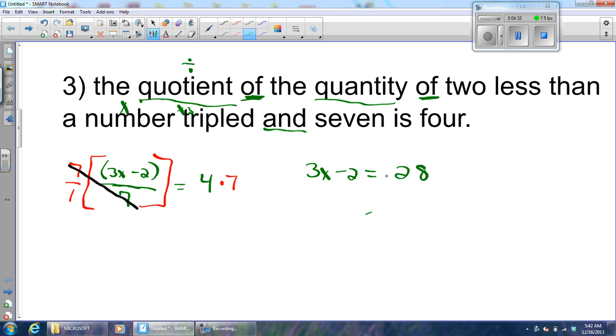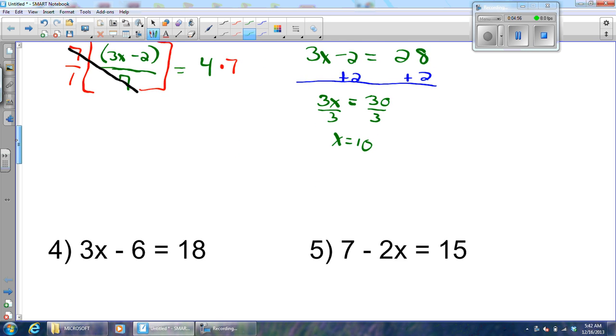And that's going to equal 28. 4 times 7. Okay, well now I just have a simple two-step equation. Add 2 to both sides. And I will get 3x equals 30. And I'll divide by 3. Divide by 3. And then x is going to equal 10. All right.